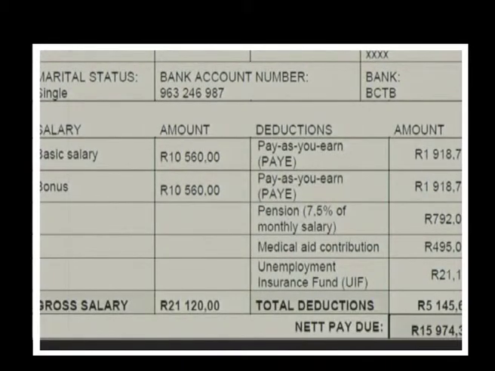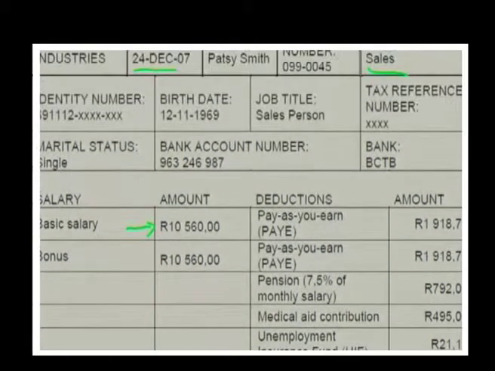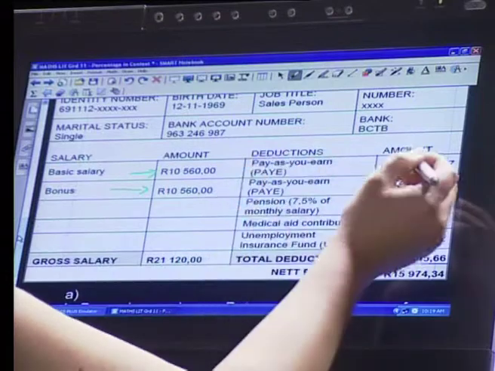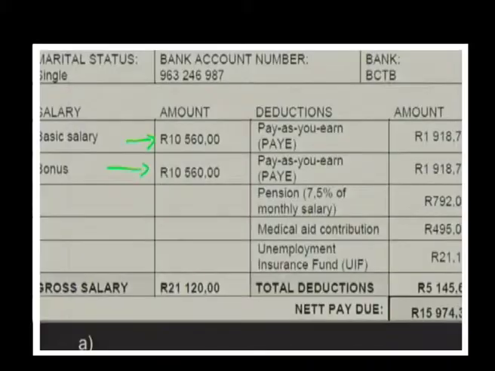She gets her salary. There's her basic salary. Remember we said there was a basic salary of 10,560. Being December, she received a bonus of 10,560. That's the exact same amount as her basic salary. It'll come up in one of our questions. The pay as you earn that is deducted is 1,918 Rand and 77 cents. And it's been deducted twice. Why has it been deducted twice? We've got 2 full salaries. But her pension has been deducted once.